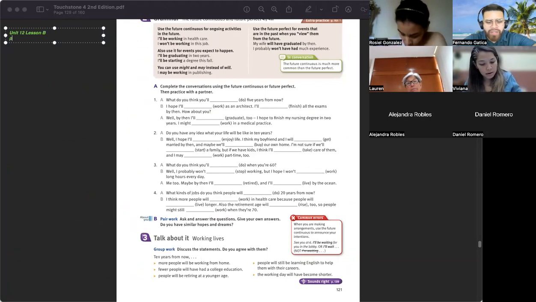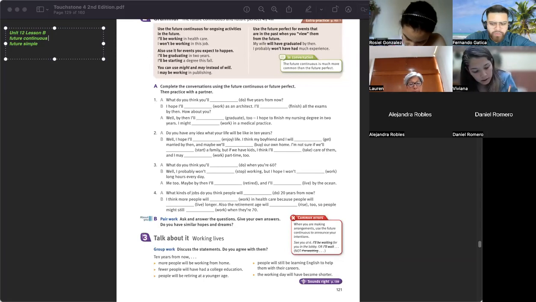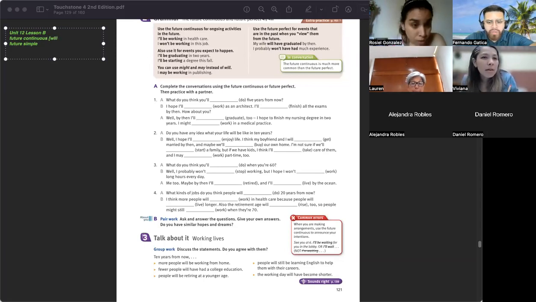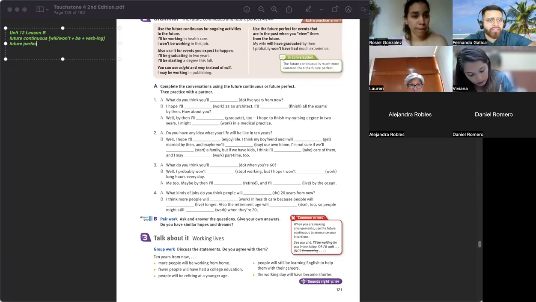All right, in this lesson, we practice the future continuous and the future perfect. Remember, for the future continuous, you're going to use will or won't plus be plus verb-ing. For the future perfect, you're going to use will, won't, plus have, plus the past participle.